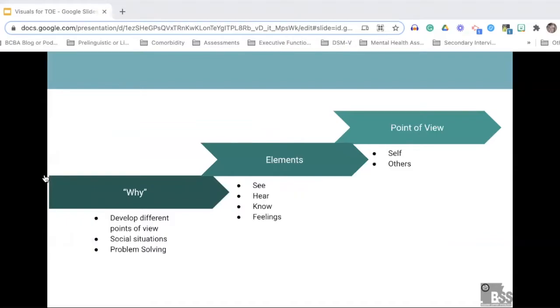When we start to begin with TOE, we always use the why. This helps develop the different points of view for social problem-solving situations. In the next part, we consider the elements that are in the environment that we see, hear, know as rules, or determine as feelings. And finally, we integrate all of the components from why and their elements to develop these points of view or different perspectives of self and others.